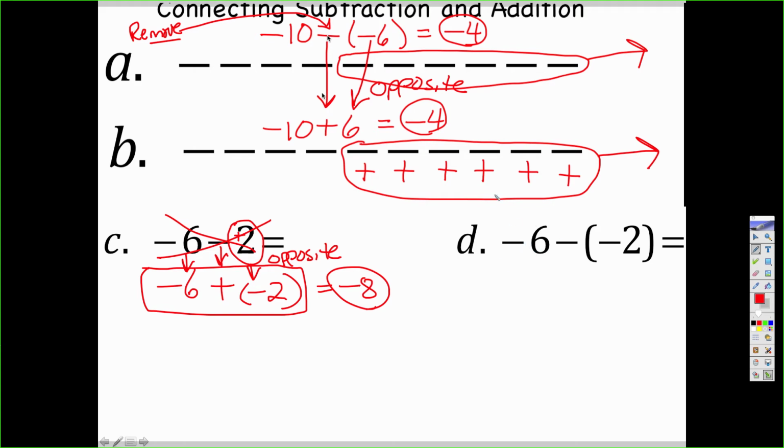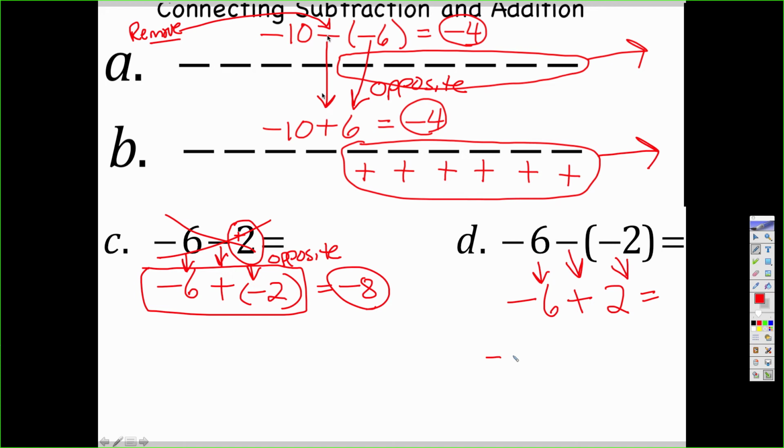Okay, so let's try that over here. So remember the first number, we started with the -6 here. We still have -6 tiles. Okay, we're going to change subtract to addition. Okay, so if we do that, if we change subtract to addition, then we have to write the opposite of that number that was being subtracted. So the opposite of -2 is +2.